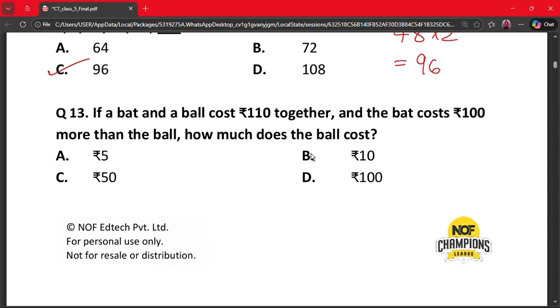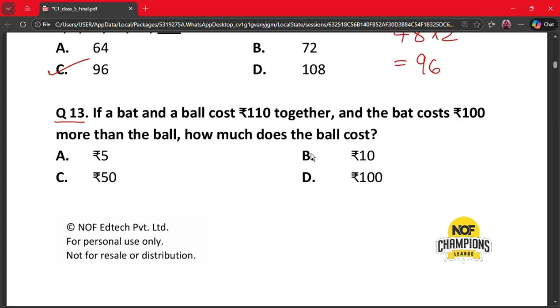Next question is question number 13. If a bat and ball cost rupees 110 together and the bat costs rupees 100 more than the ball, how much does the ball cost? A, rupees 5, B, rupees 10, C, rupees 50 and D, rupees 100.